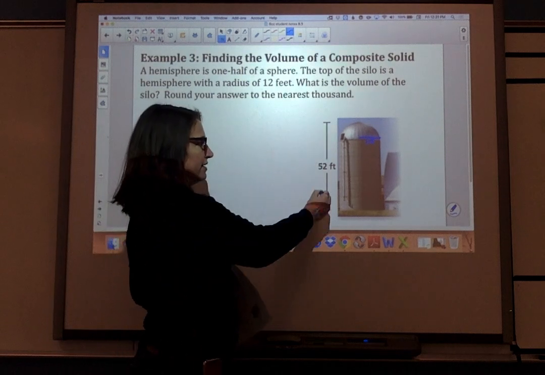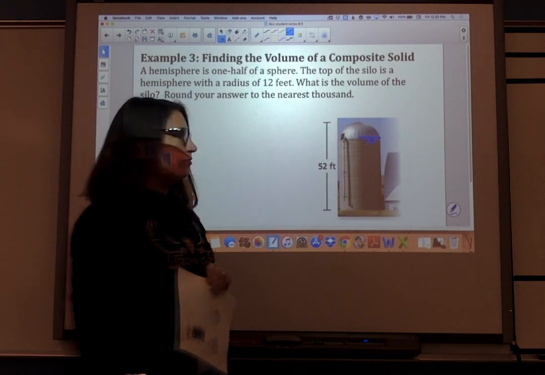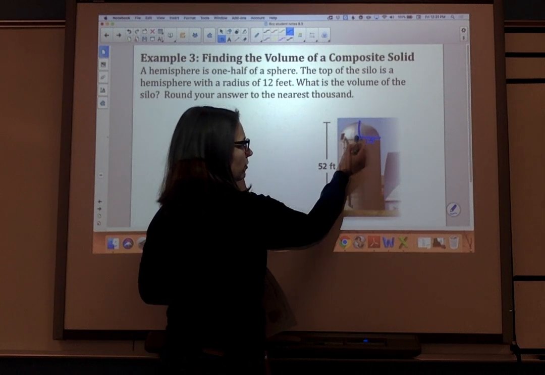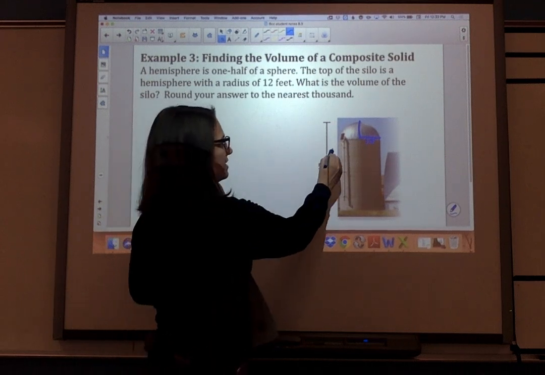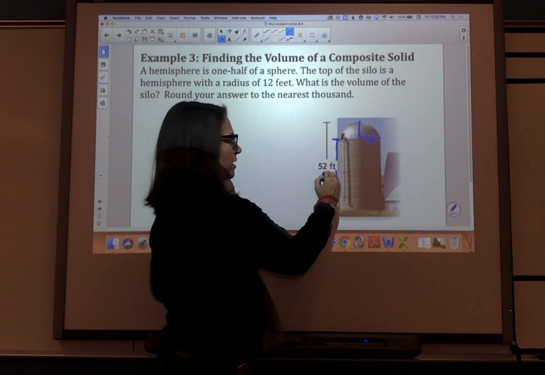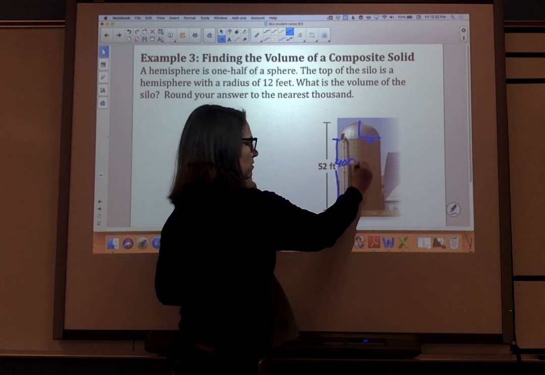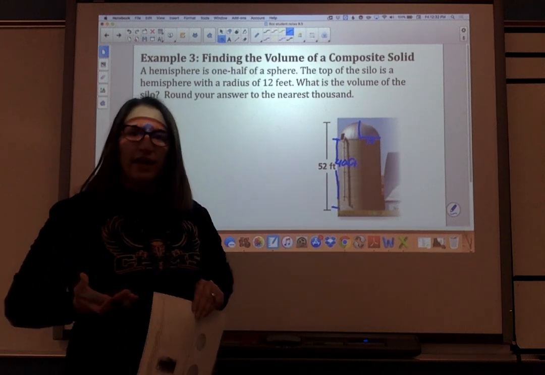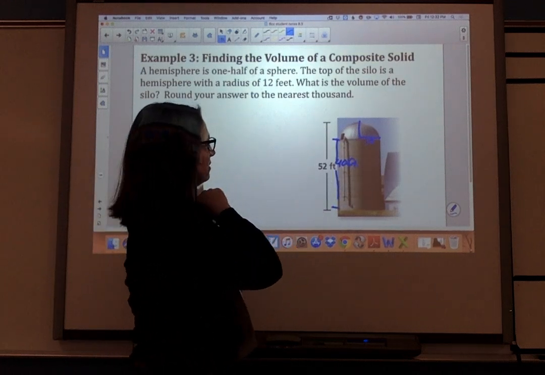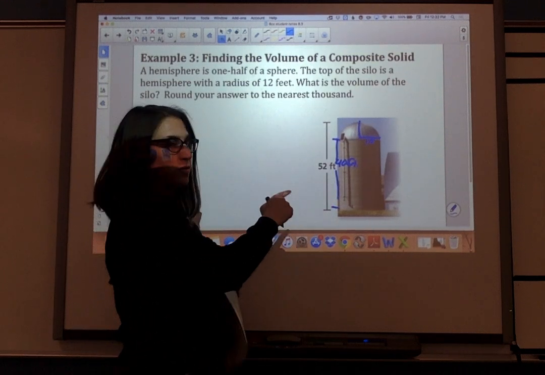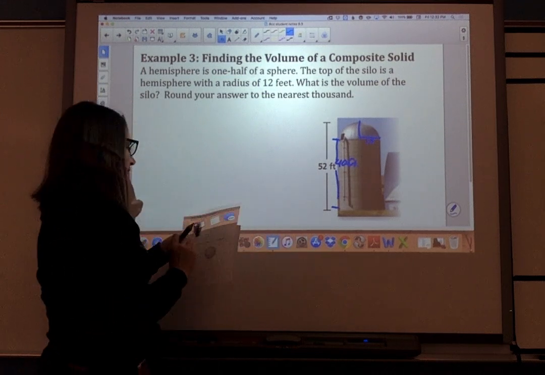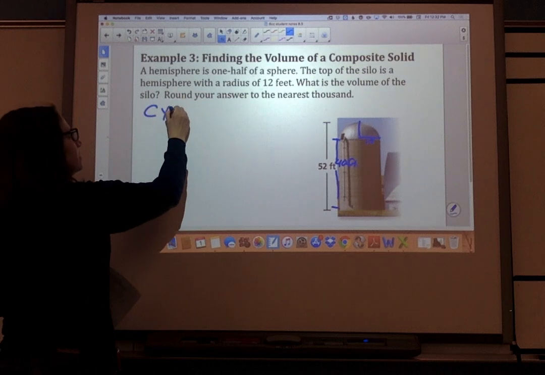So we're given the height of the entire silo. We know, though, if the radius is 12 feet, I can draw it in right here, too, and see that that means that the height of the cylinder is actually 52 minus 12, or 40 feet. So we need to find the volume of a hemisphere with a radius of 12 feet and a cylinder with a radius of 12 feet and a height of 40 feet. So let's go ahead and just break that into two parts. So let's do the cylinder first.